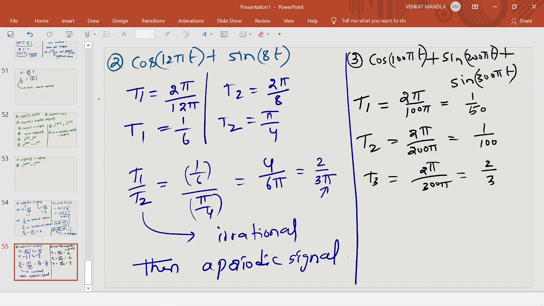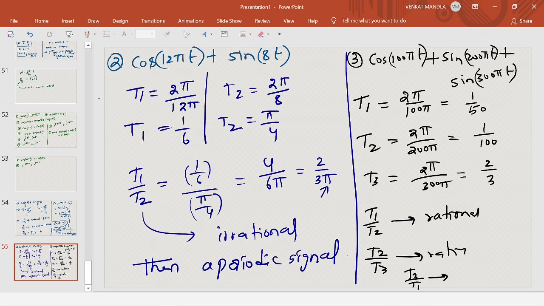How do we check for the signal to be periodic? The condition is T1 by T2 should be rational, T2 by T3 should be rational, and T3 by T1 also should be rational. If these three conditions are satisfied, then it is a periodic signal. Check.